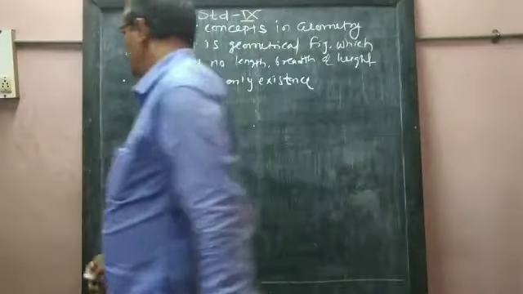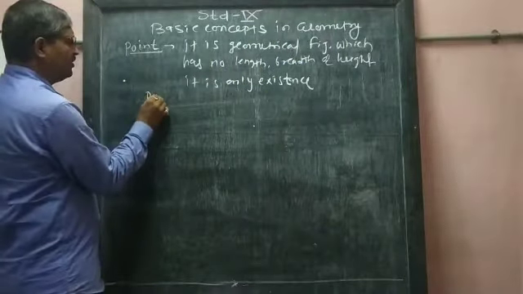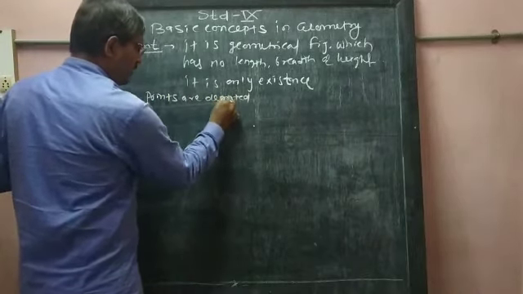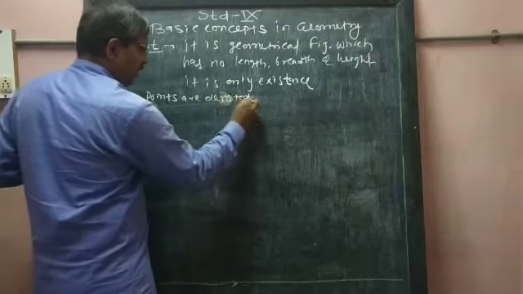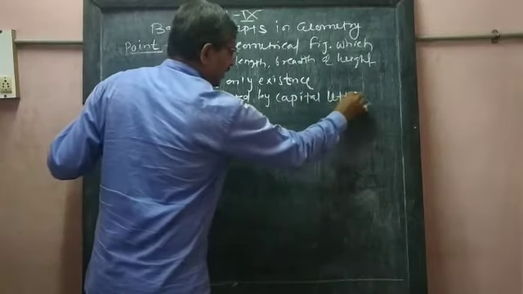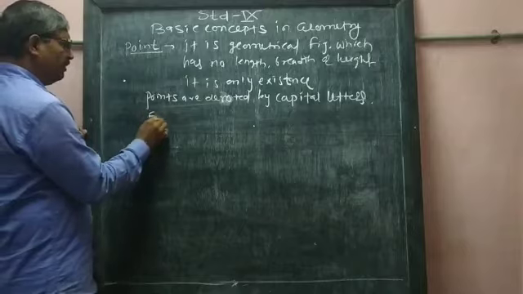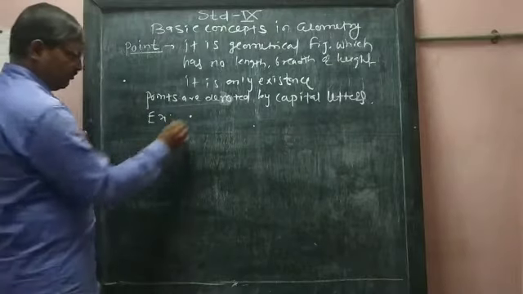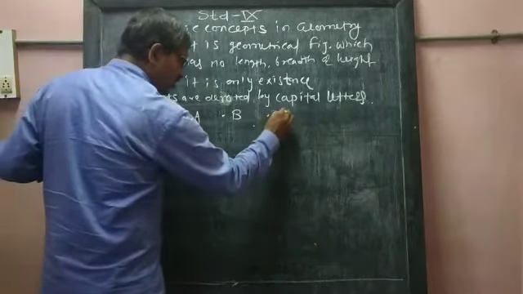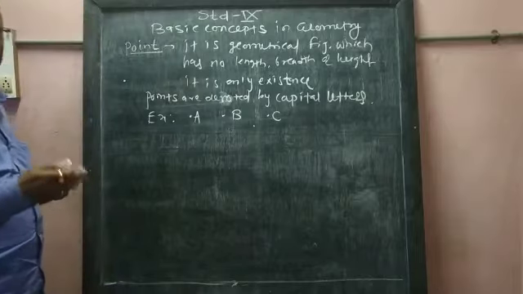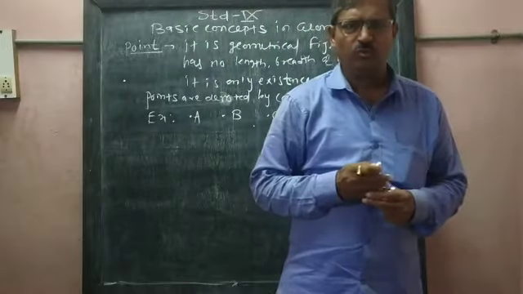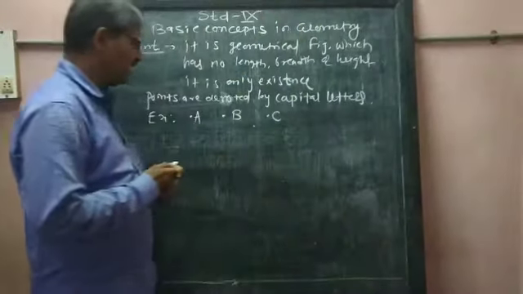These points are always denoted by capital letters. Example: this is only existence, we can name it by A. This is existence, we can denote it by B. This is only existence, we can denote it by C. So point A, B, C, D, E, whatever may be there, it depends upon you which name you are going to give. So A, B, C are the points.